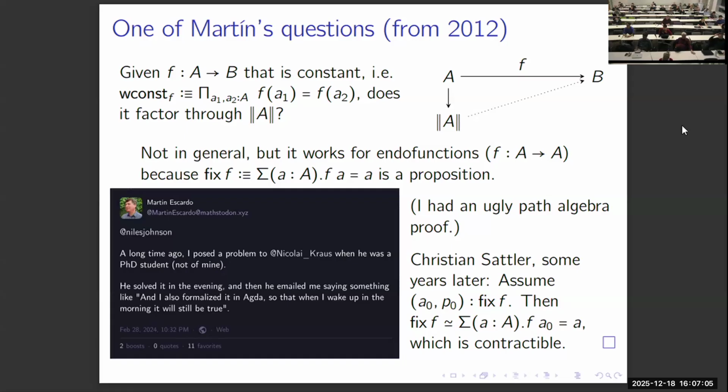So you assume that you are given some element of this. Let's say you actually only need this A0 in A. And then in this definition of the type of fixed points, you replace f of A by f of A0. And so then this type suddenly becomes a pair of some element A together with an equality which specifies what A is. And this is the typical shape of a contractible type.